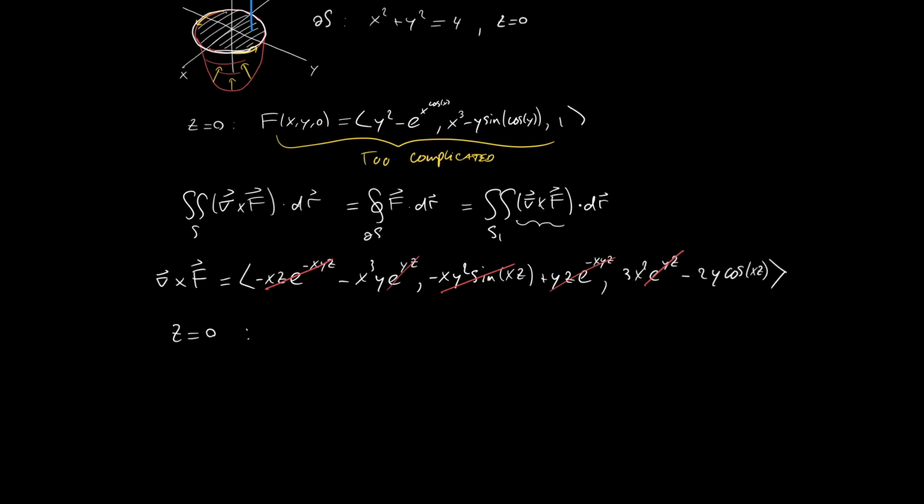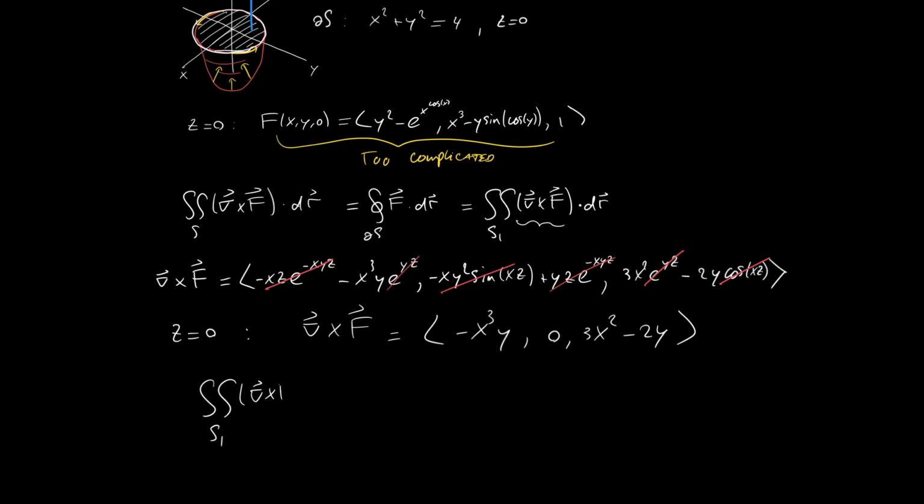And also cosine of xz. No, z is equal to 0, it's cosine of 0, and that's 1, so that we can cross out. So it seems that our flat plane in the xy plane is going to simplify the curl quite significantly. So let's see what we get in the end. It's going to be minus x cubed y, comma 0, comma 3x squared minus 2y. Well, that seems decent.